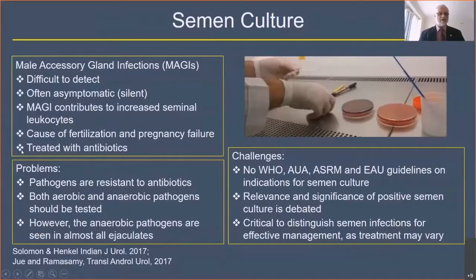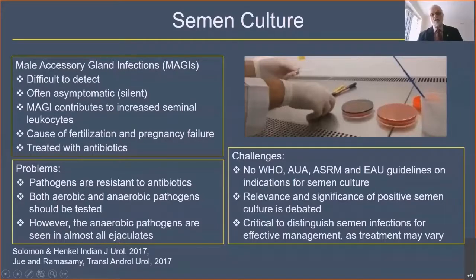And then we have problems with treatment with antibiotics, because many of these pathogens in recent years became resistant to antibiotics. And that must then be tested in a semen culture where the different possibilities can be checked for the sensitivity to different antibiotics. Also, there are different types of pathogens available, aerobic and anaerobic, and both aerobic and anaerobic pathogens are present in semen, with anaerobic pathogens even in almost every ejaculate available.